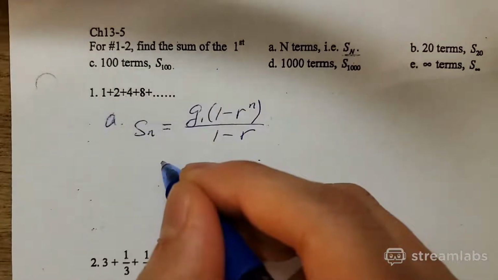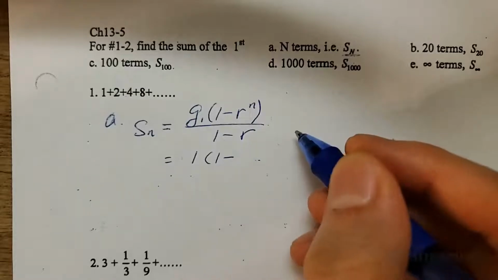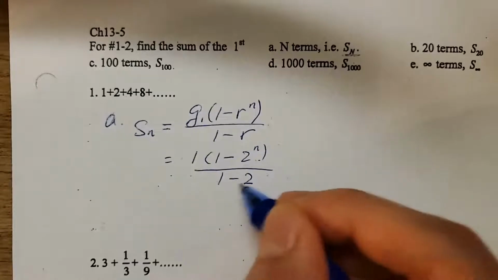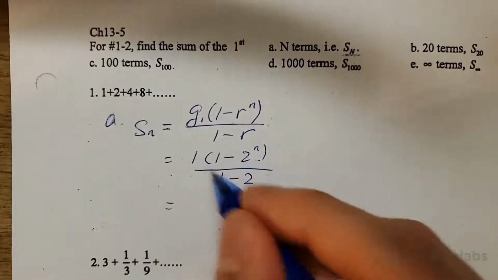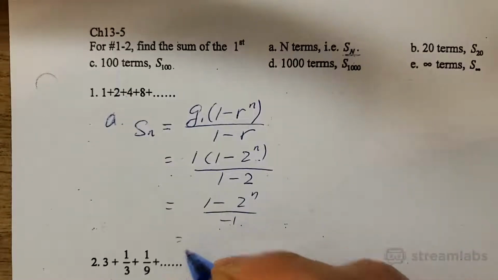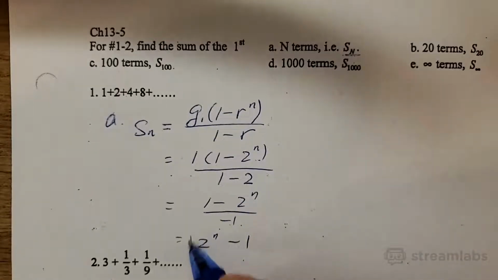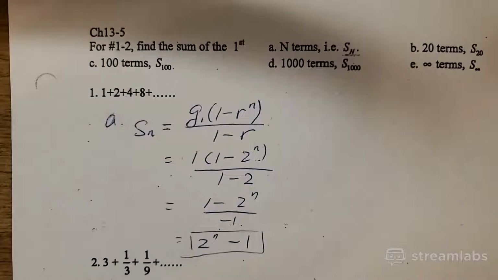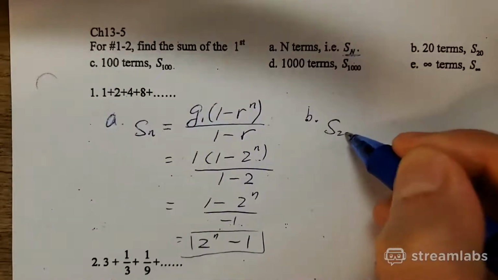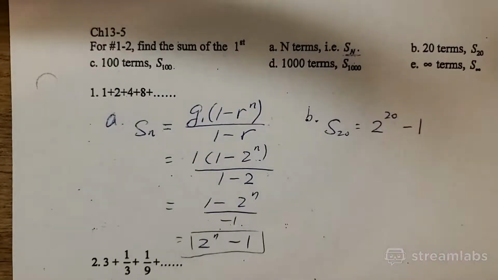So for A, G1, the first term, is 1. 1 minus r is what? 1 minus 2, so 1 minus 2 to the n over 1 minus 2. 1 minus 2 is negative 1, so it'll be 1 minus 2 to the n over negative 1, which is actually 2 to the n minus 1, because you flip it. So this is number 1. Now you can find any term you want. B would be the 20th term, so S20 would be 2 to the 20 minus 1. You don't have to simplify it.